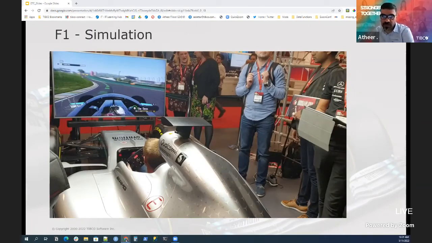This is in one of the TIBCO analytics forums where we used simulation coupled with a digital twin of the car to predict the lap time. And this is an example of using digital twin data based on the current parameters to also predict the likelihood of a crash, for example.